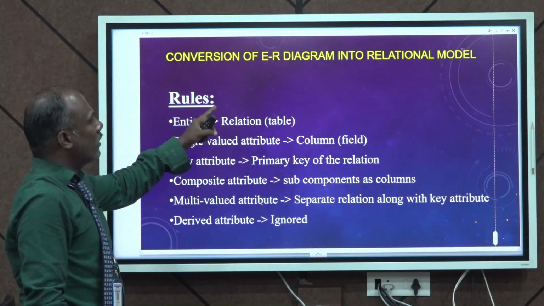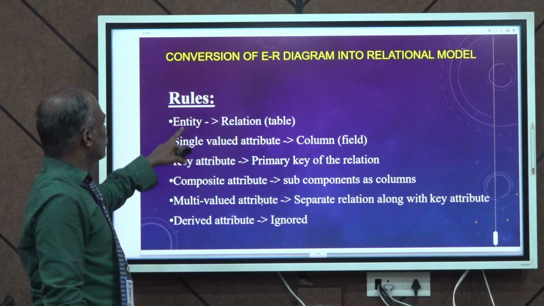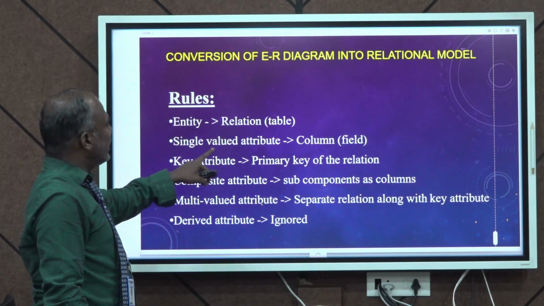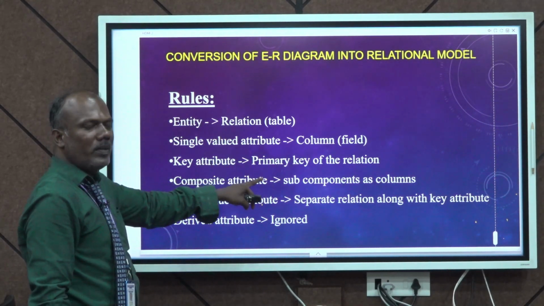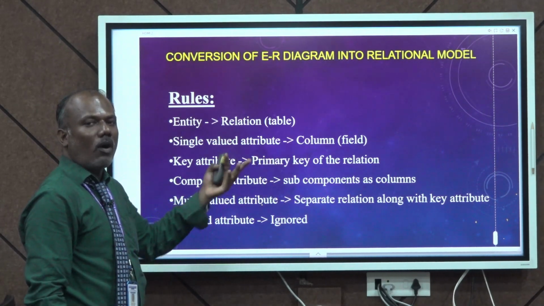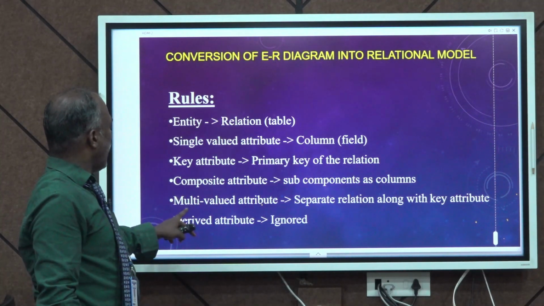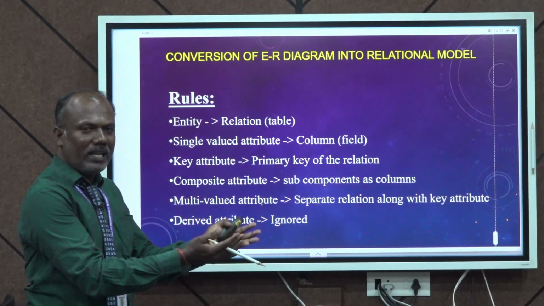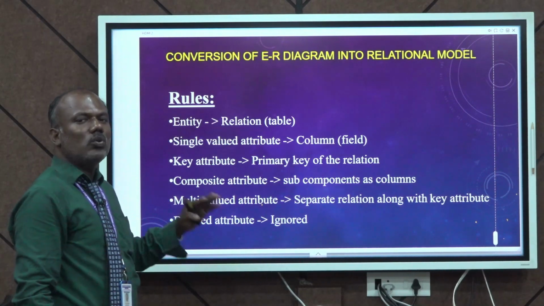Next one is how to convert the ER diagram into a relational model. So we have to follow the following rules. Entity means we have to create a table. Next, single-valued attributes mean we have to create a column field, and key attribute means that is called primary key. Composite attributes mean the components become multiple columns created under a parent. And multi-valued attributes mean we have to separate out a particular relation with the key attribute. Next, if derived attributes come, we have to eliminate them.